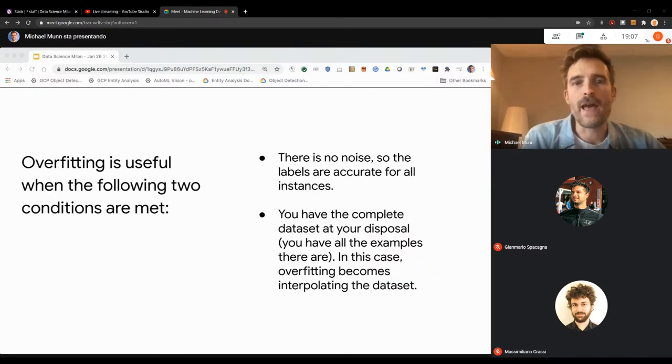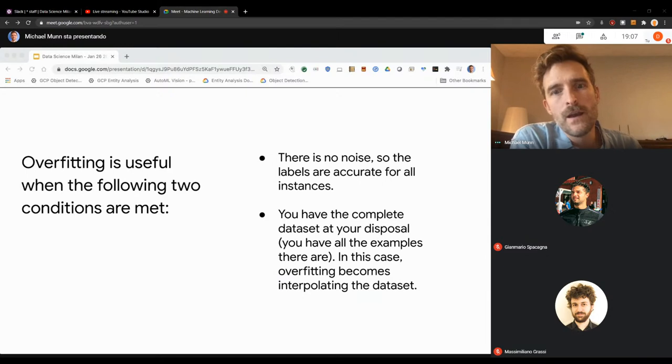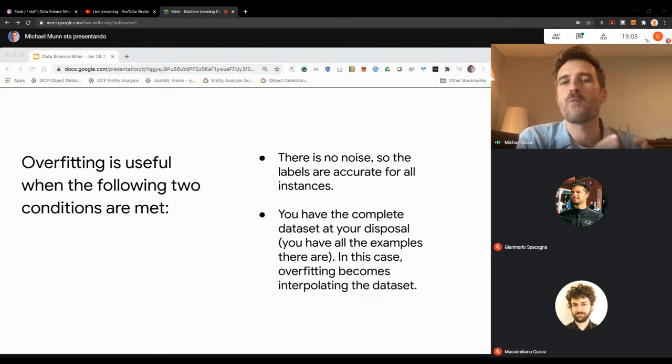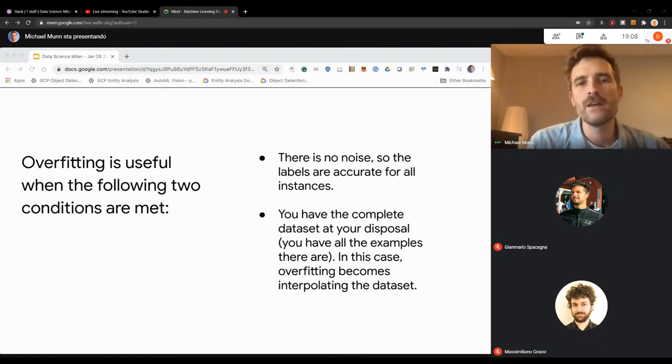So as a takeaway, keep in mind that overfitting is useful when two conditions are met. One, there's no noise, so the labels are accurate for all the instances. Because you're using a machine learning model to approximate that lookup, you want to make sure there's no noise in your actual data. And also you want to make sure that you have a complete data set at your disposal. If you are dealing with unbounded domains or domains that involve time going off to infinity, then you're somewhat limited in how much you can utilize these techniques, because you want to make sure you have the complete data set at your disposal.